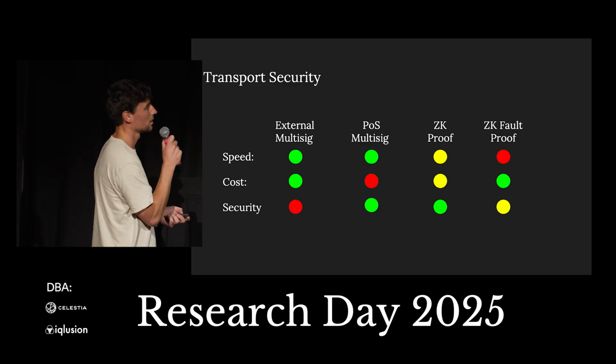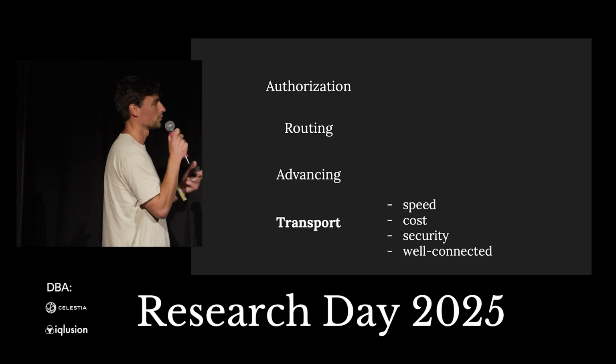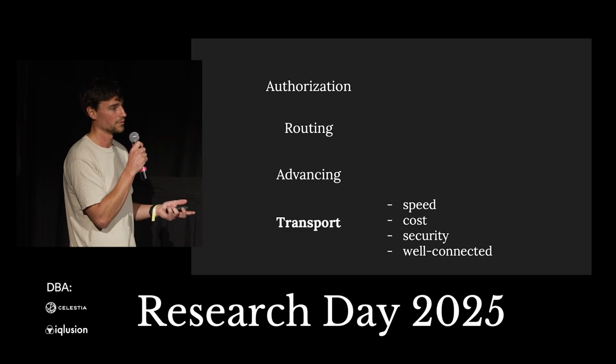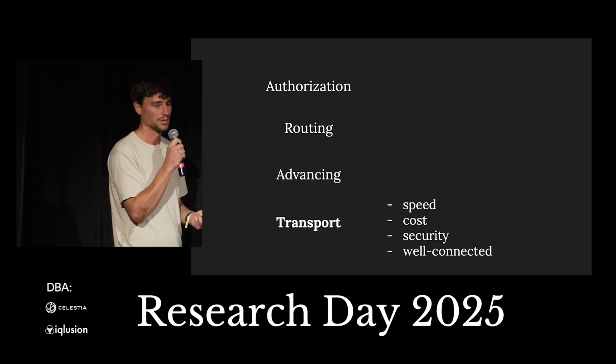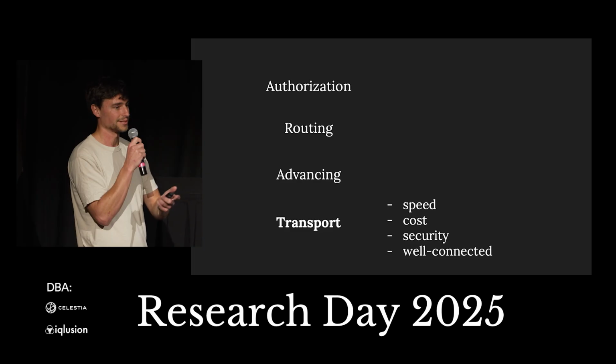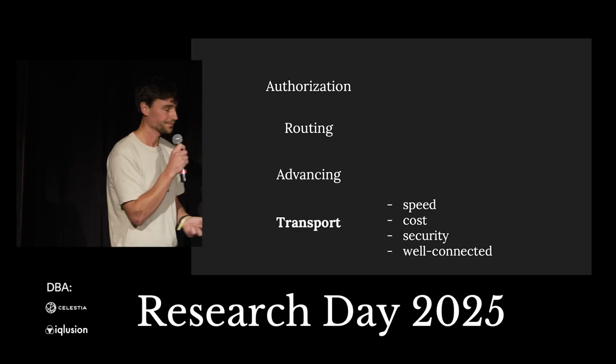So that's the current set of security options at present. And so, putting this back in the transport here, what we are looking for is a mixture of speed, cost, security, and, I haven't really covered this, but it's kind of obvious, being well connected, so that you can actually connect to all different kinds of chains. If you can only connect to specific ones, then that doesn't work because the user's assets could be anywhere.